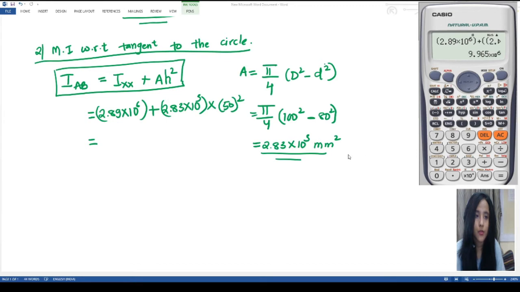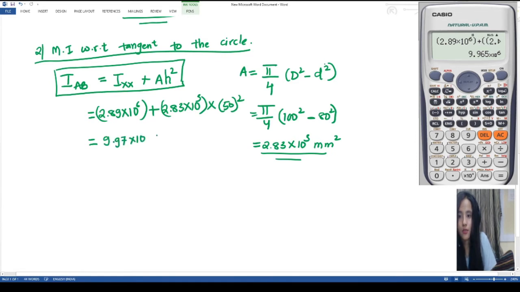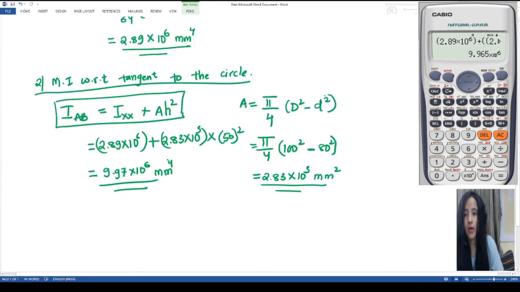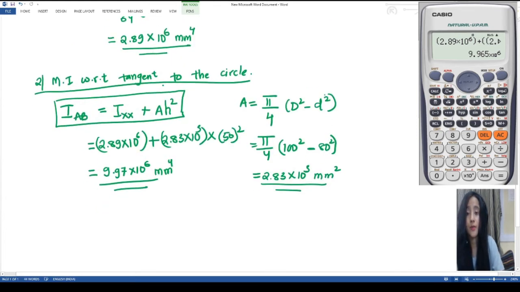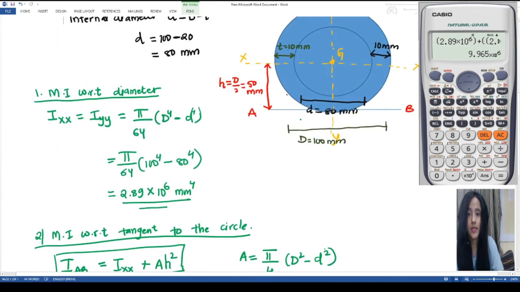So this is coming equal to 9.965 into 10 raised to power 6, which we can round off and make it as 9.97 into 10 raised to power 6. So 9.97 into 10 raised to power 6 mm raised to power 4. So this is your moment of inertia with respect to the tangent to the circle, which is this line AB.